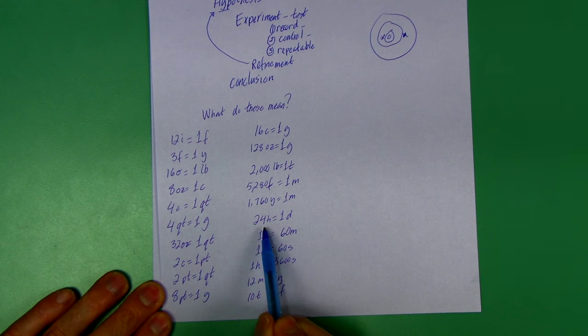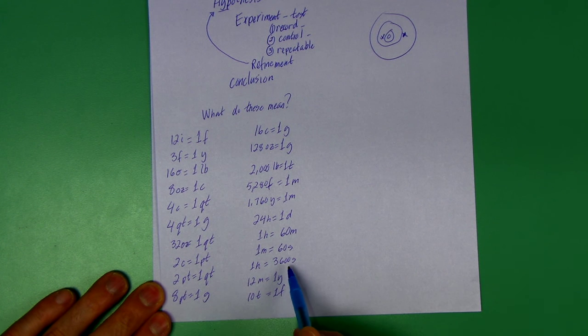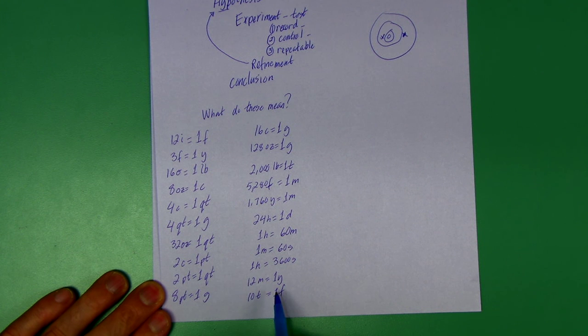Back to this, 24H equals 1D. What's that all about? Hours in a day. You know that? This one becomes easy. 1 hour equals 60 minutes. 1 minute is 60 seconds. 1 hour is 3,600 seconds, right? 60 times 60. It's a basic fact. 6 times 6 plus the 2 zeros, right? 12M equals 12 miles, 12 minutes, 12 months in 1 year. That's kind of a fun one.